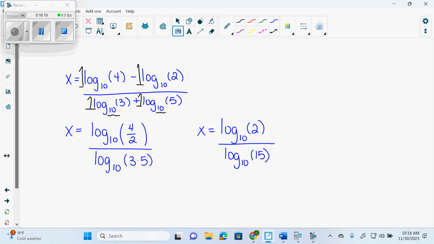Now, people with older calculators are actually going to find this easier because you do this every single time. So on your formula sheet, there's this last formula for logs. It has log base b of c equals log base a of c over log base a of b.